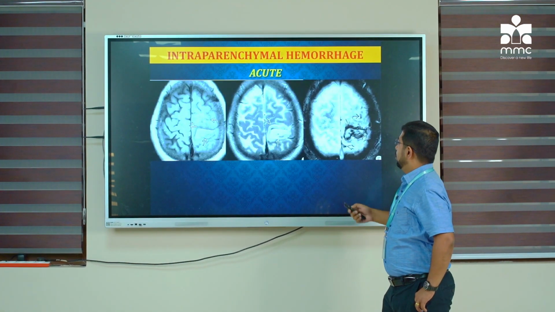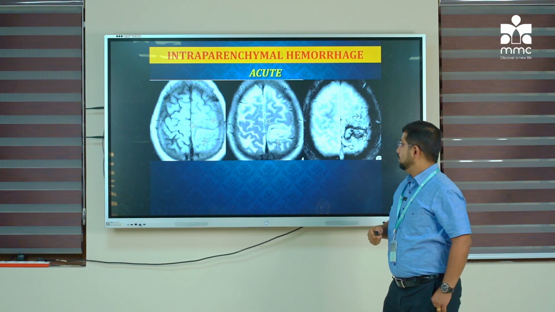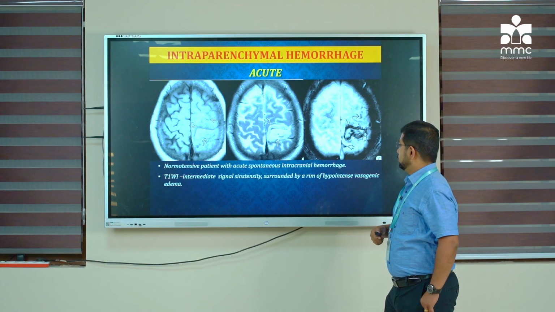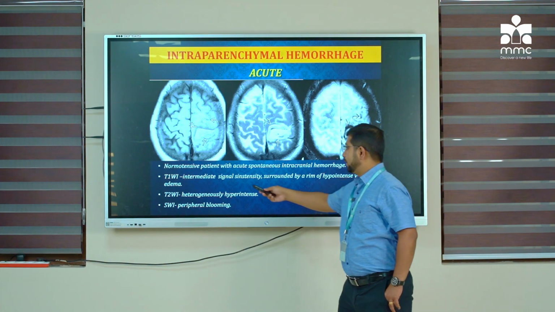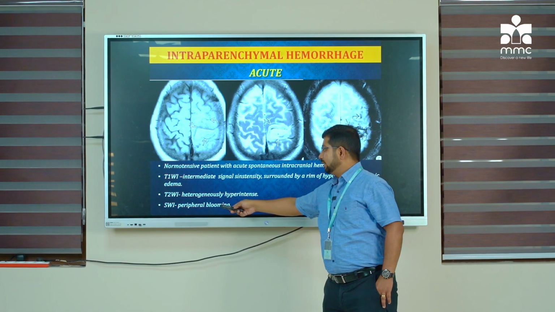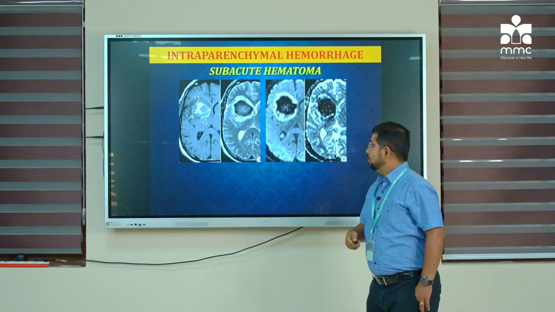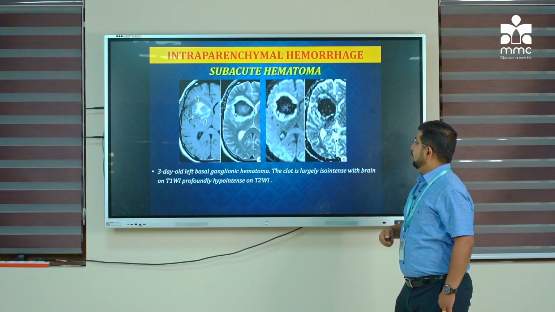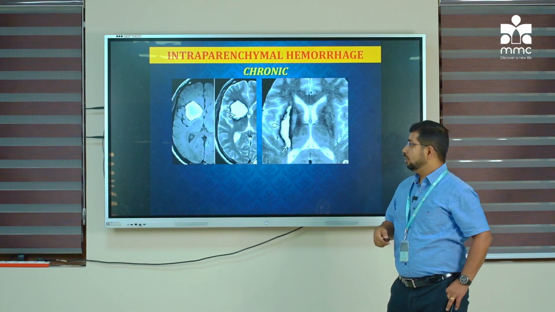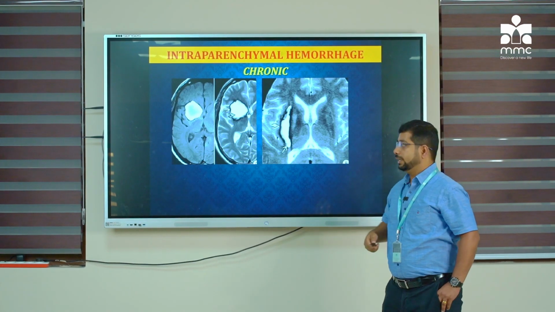So again, I just want to show some MRI images also. This is an acute hemorrhage. In MRI, there are multiple sequences called T1, T2, SWI. In SWI, the bleed will be black, and in T1 and T2, depending on the age of the bleed, the signal or the appearance will vary.